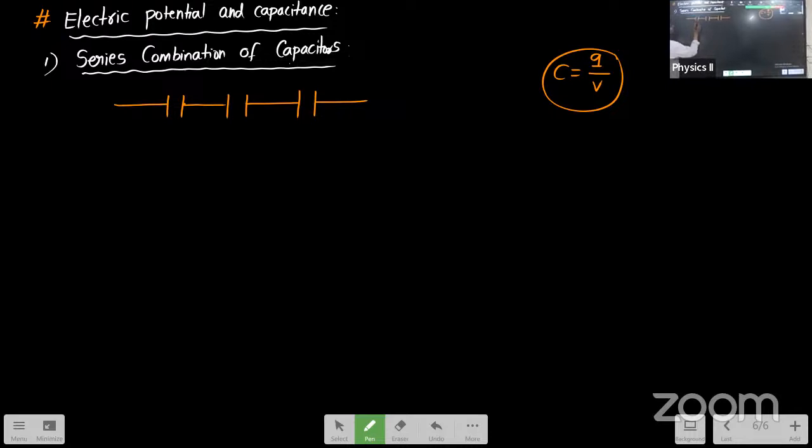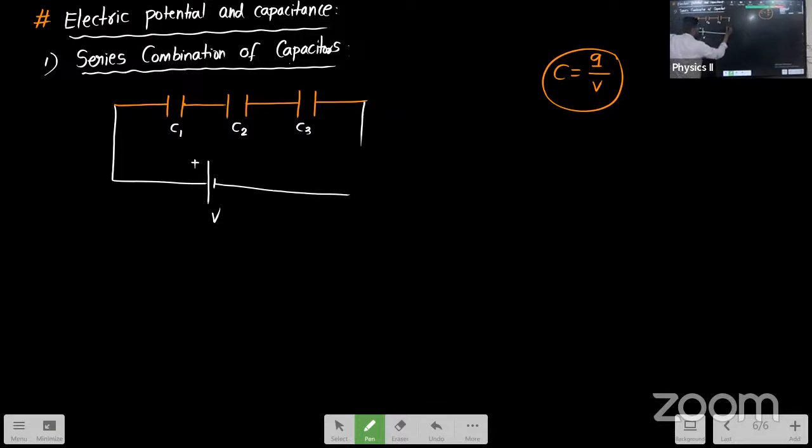Now what I am doing, this is the capacitor of capacitance C1. This is the capacitor of capacitance C2. And this is the capacitor of capacitance C3. I am applying a battery here of potential V. So here I am having positive potential, here I am having negative potential.